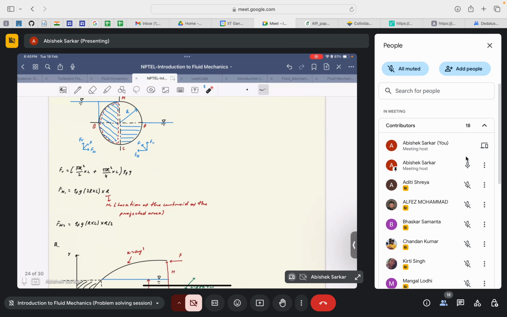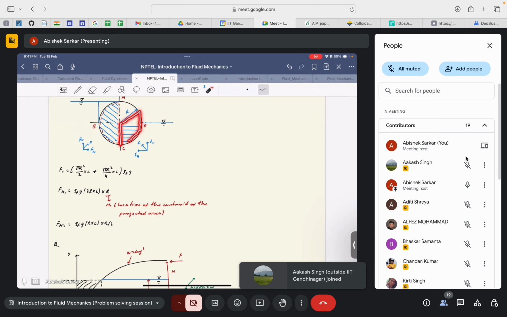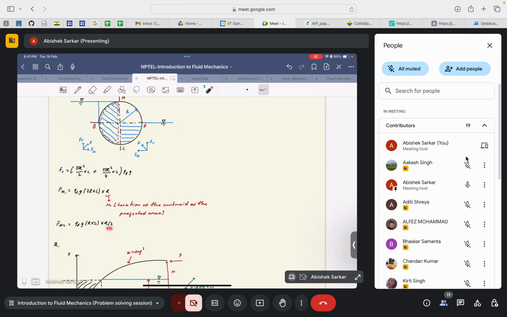Similarly, the second horizontal force that acts in this direction would be given by rho times g times the projected area, that is r times L, times the depth of the center of gravity, because the center of gravity of this would be at a distance of r by 2, right? r by 2. Okay, so this is given here.